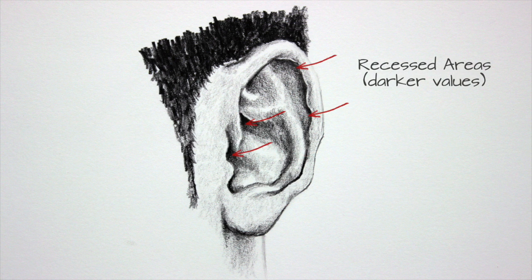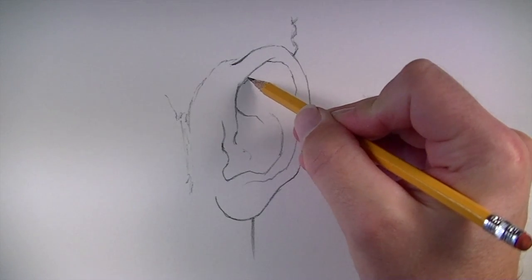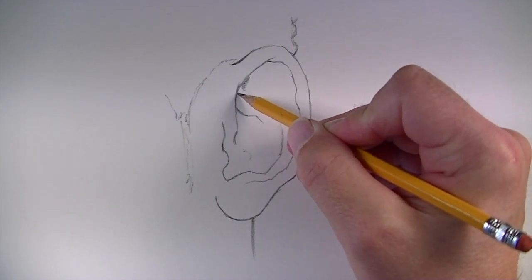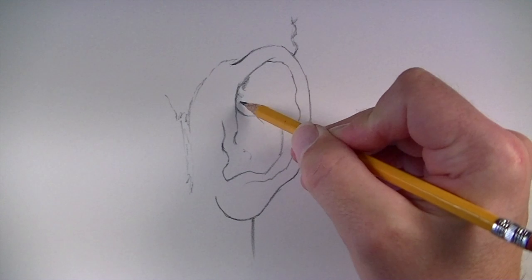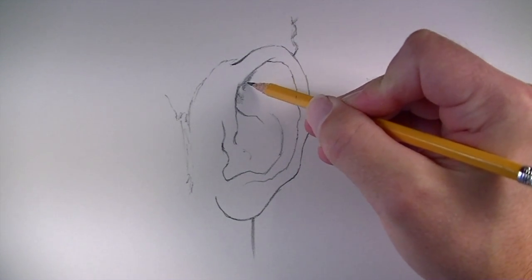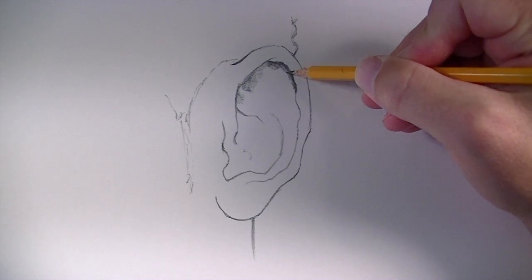Receding areas, however, will be defined by darker values, since less light can penetrate these locations. So we'll put more pressure on the pencil and add more pigment in these areas to create the necessary darker values. We'll start adding the value or the shading using an HB pencil or a regular number 2 pencil. We're going to start with a lighter pencil because we want to be careful that we don't make the values too dark too soon in the process.